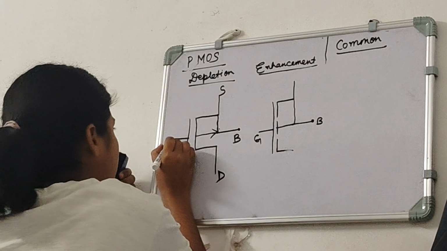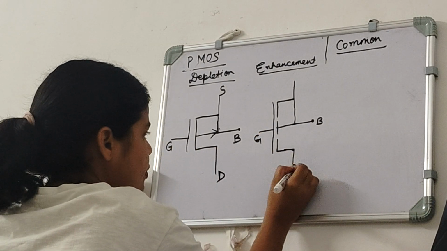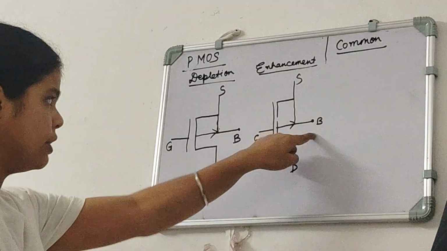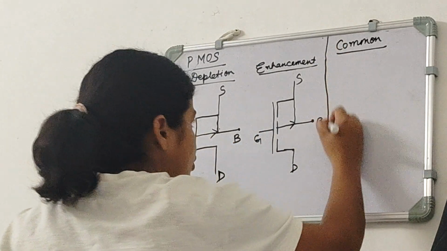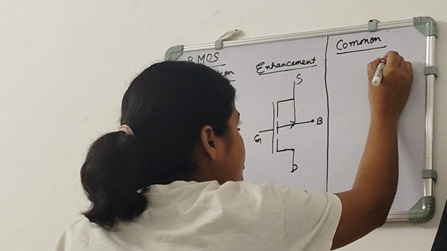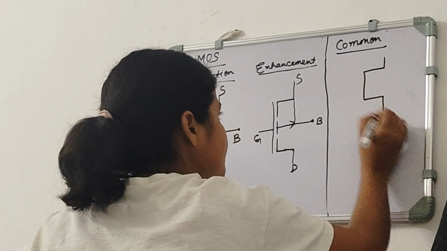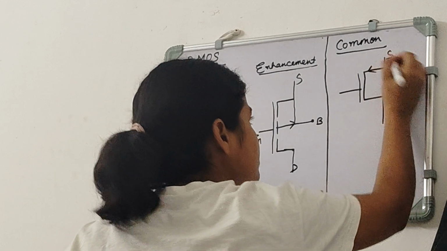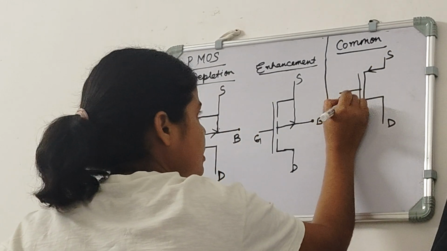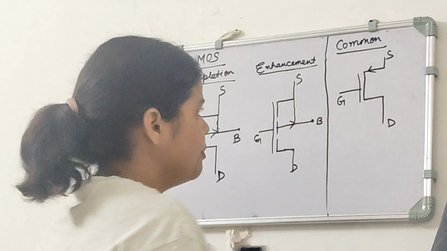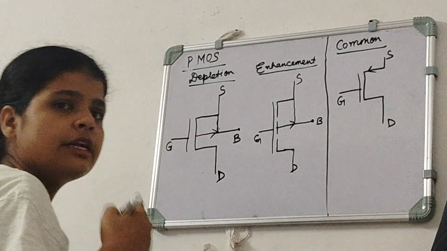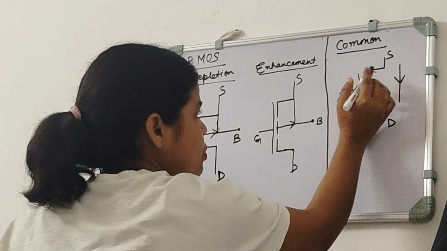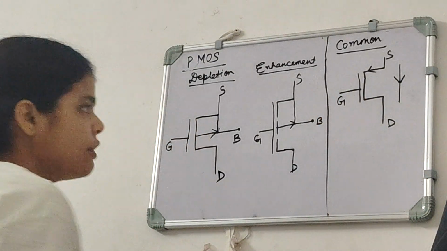This is the gate terminal, this is the drain terminal, this is the source terminal, and this is the body terminal. And if we talk about the common symbol, it will be like this. Source, drain and gate. Again in PMOS, if we see, the direction of current is from source to drain. So it will be like this, source to drain. So this arrow represents the direction of current.